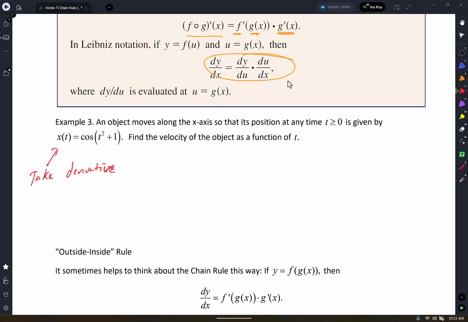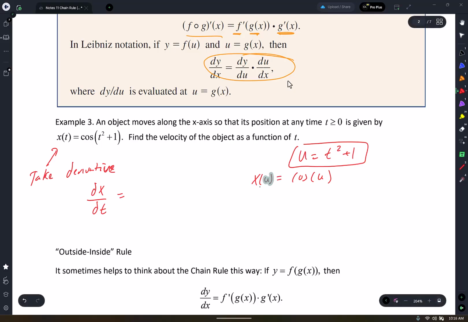All right, here we go. We're going to say dx/dt, that's what I want, is equal to... here's what I'm going to do. I'm going to say that u equals t squared plus 1. So then I have cosine of u. Have I confused anyone? See what I said here? u equals t squared plus 1. So now I have x in terms of u. I don't have to write x of u, I can just write x. So I have x equals cosine u, and u equals t squared plus 1.